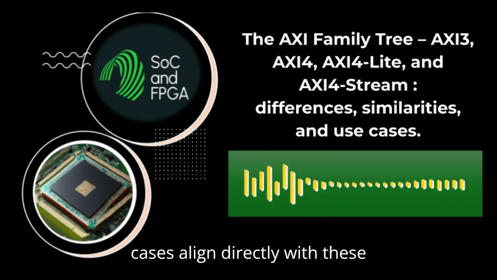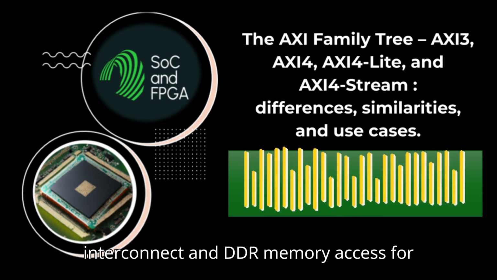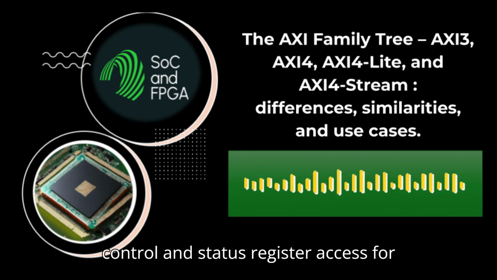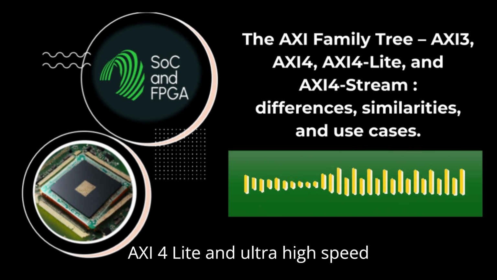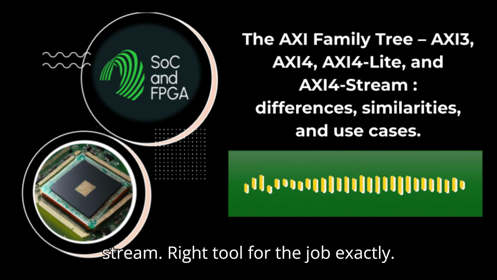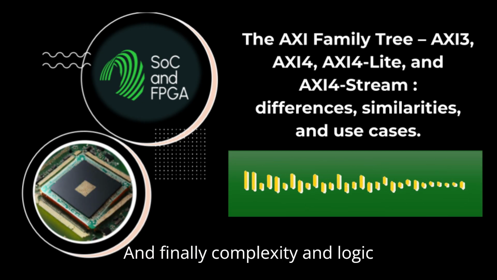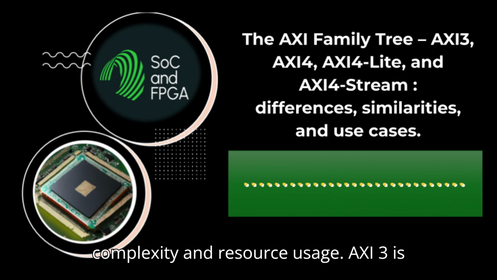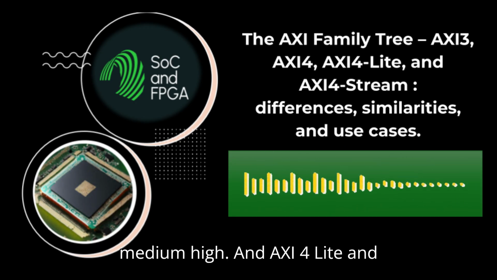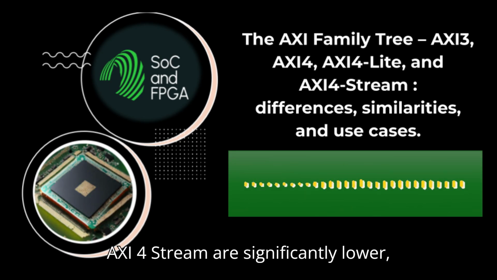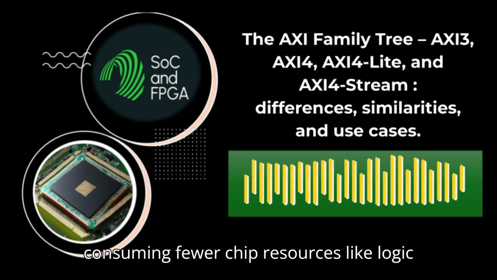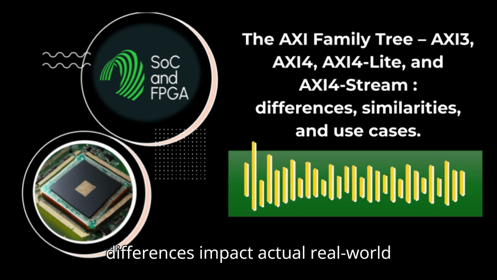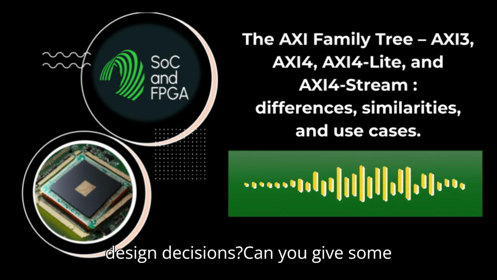Their primary use cases align directly with these capabilities. High-performance SoC interconnect and DDR memory access for AXI3 and especially AXI4, simple control and status register access for AXI4 Lite, and ultra-high-speed continuous data streaming for AXI4 Stream. Right, the right tool for the job. Exactly. And finally, complexity and logic footprint. AXI4 is generally the highest in terms of complexity and resource usage. AXI3 is medium-high. And AXI4 Lite and AXI4 Stream are significantly lower, consuming fewer chip resources like logic gates and wires. So let's really make those trade-offs concrete. How do these differences impact actual real-world design decisions? Can you give some examples?